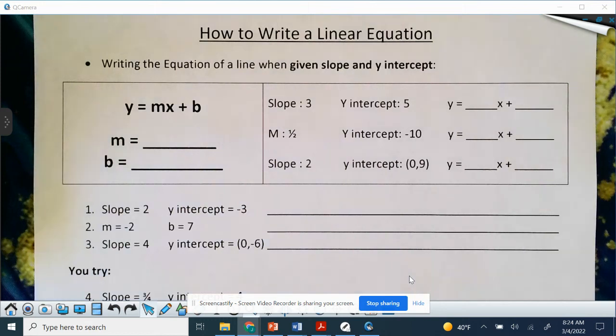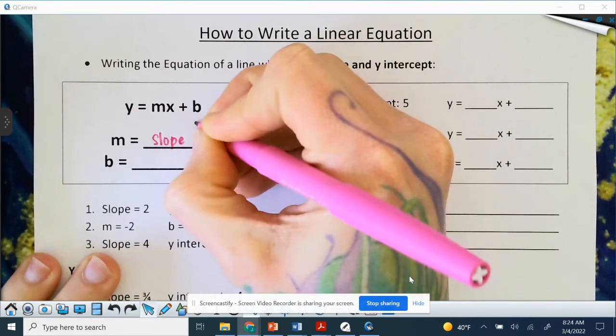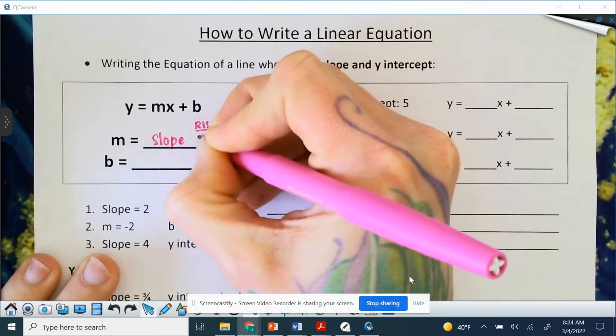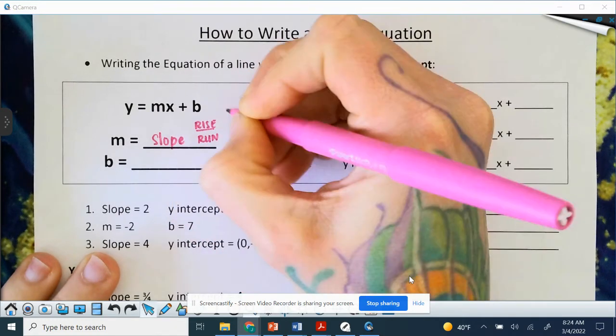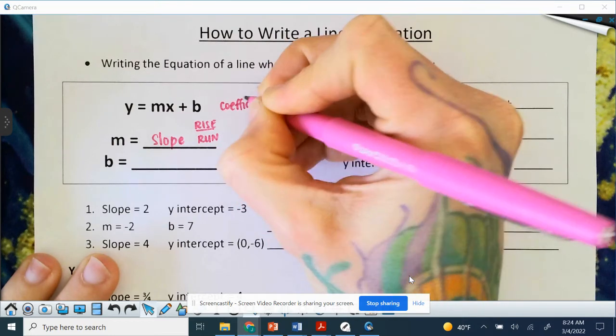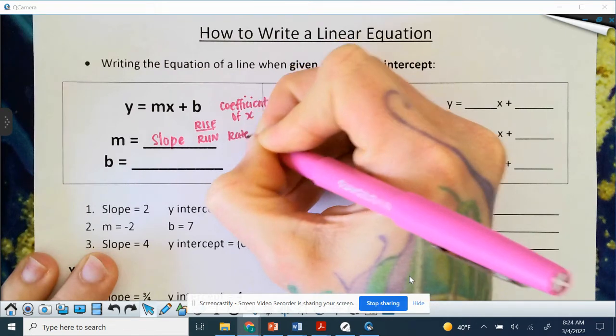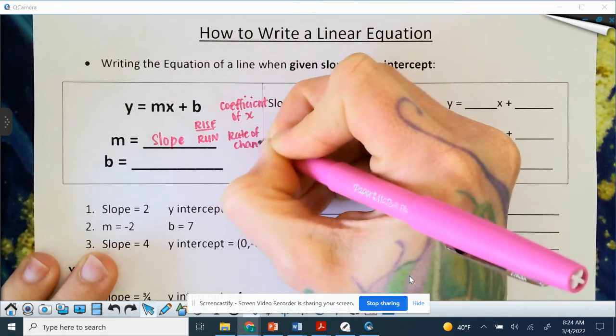So, writing linear equations given the slope and y-intercept. Remember, m is our slope, and some different words for that would be rise over run, just depending on how it's in context, coefficient of x, rate of change, and then we want to do the same thing, and that's just making a vocabulary list.